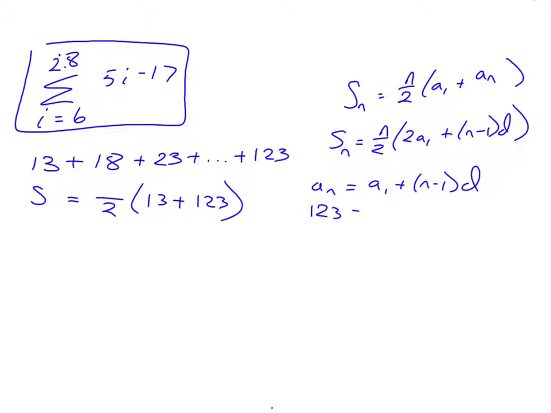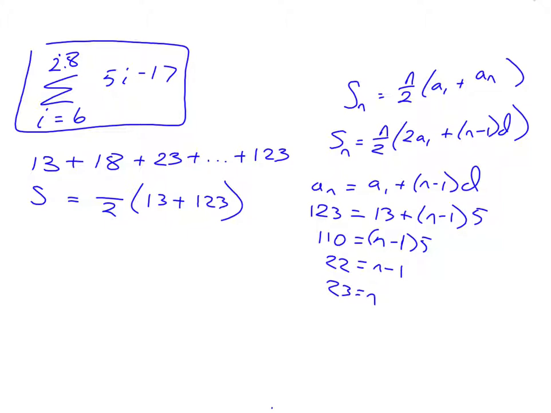123. I plug in 13. N is what I'm looking for, and my common difference is 5. So I subtract 13, gives me 110. I divide by 5, which gives me 22. And I add 1 gives me 23. So, Kurt, go back and adjust what you thought it would be.